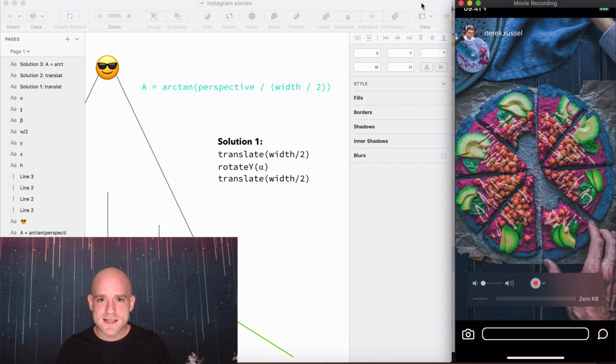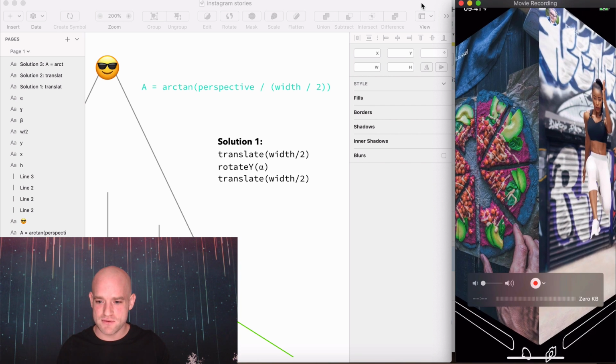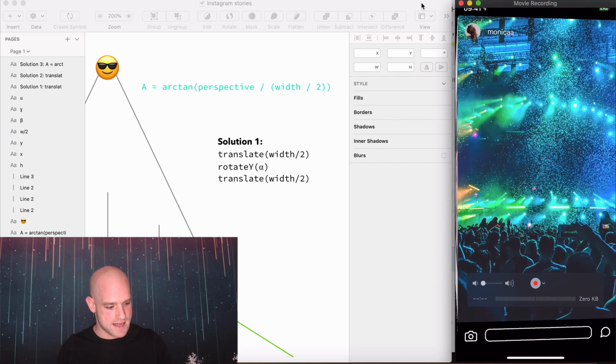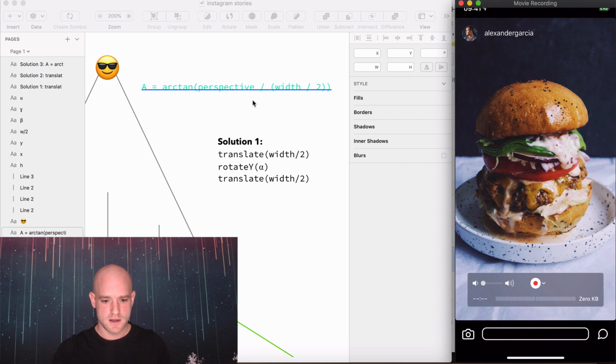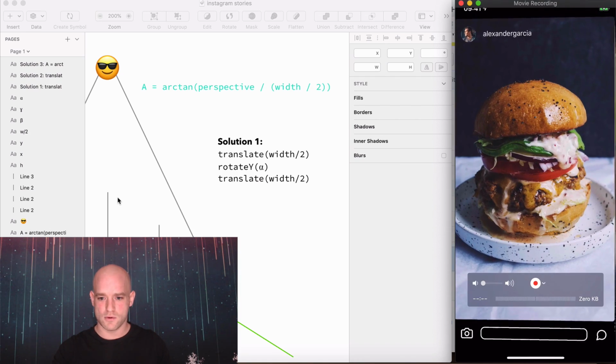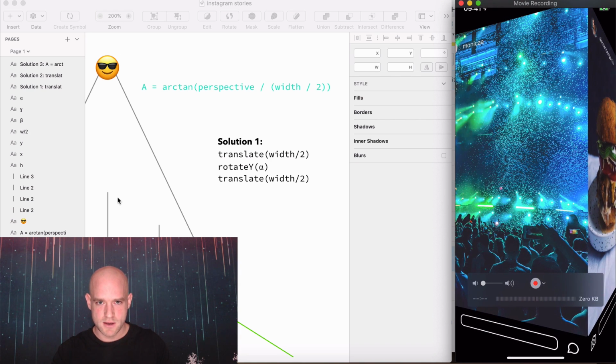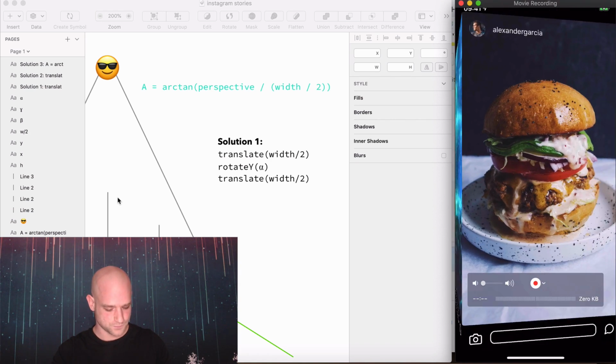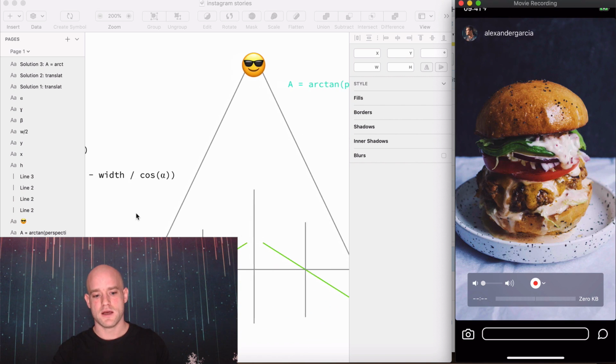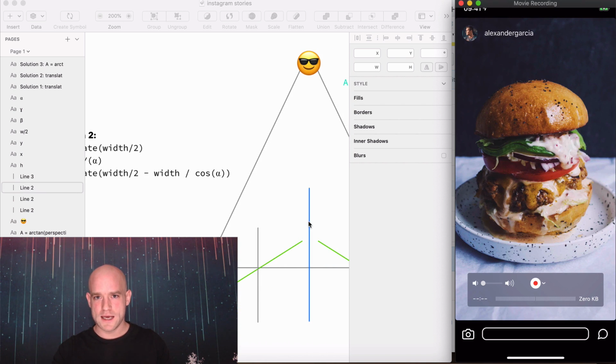So the Instagram episode, we built this cubic transition from Instagram. And the way we did it, we developed three solutions. The first one, simple translation rotation. Rotation is calculated based on the perspective that we set. Looks very good. Native, entirely running on the native thread, but the faces of the cube don't touch each other. But beautiful transition.